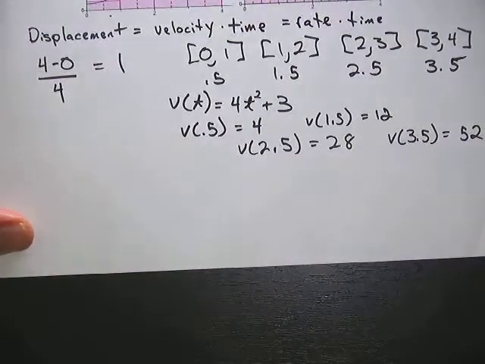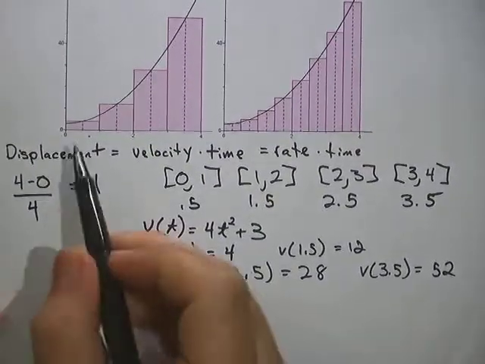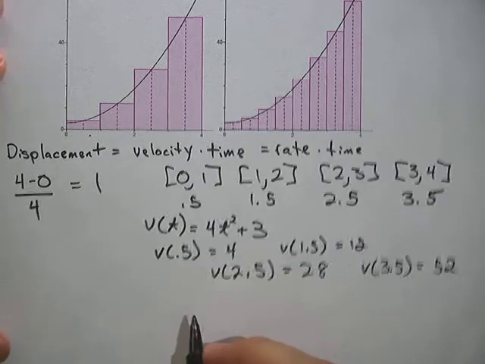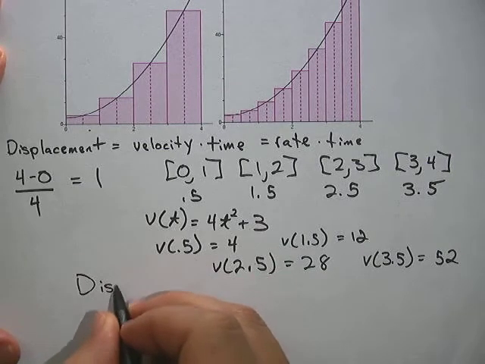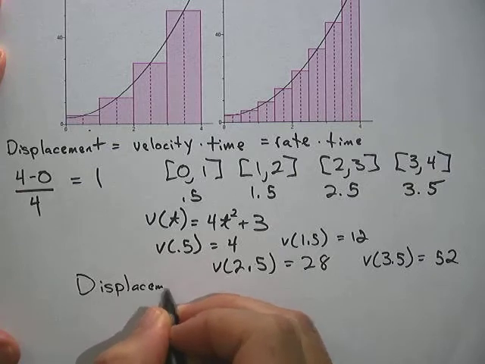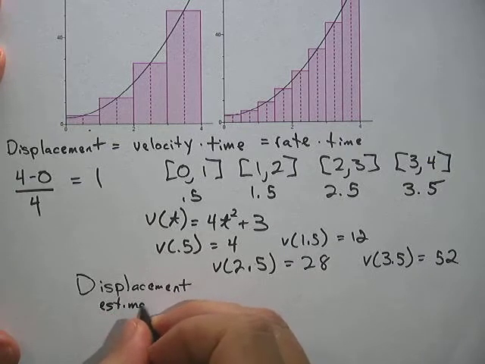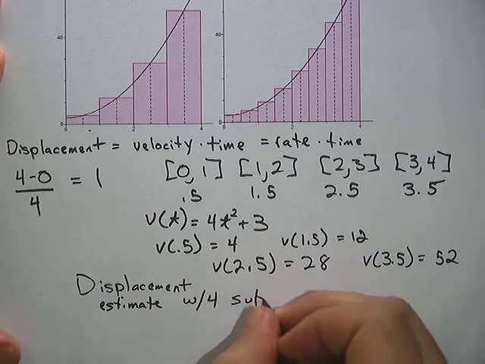Now we need to find the area of each one of these rectangles. We have the height and we have the base length. So base times height gives us the area of each rectangle. So let's say this is a displacement estimate with 4 subintervals.